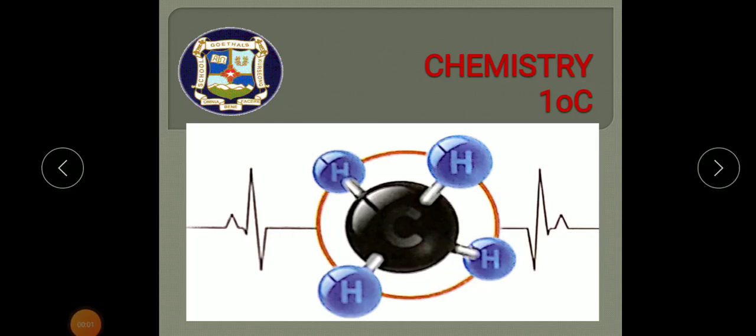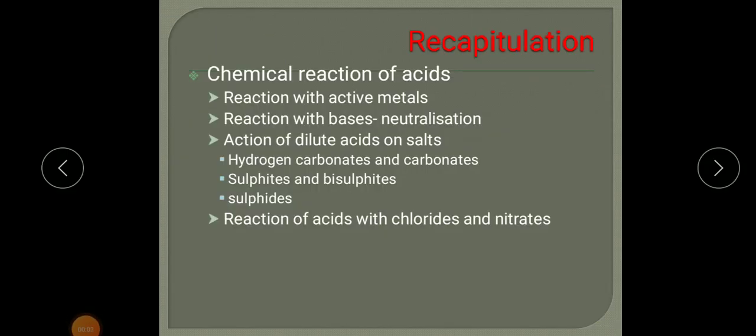Hello class 10C. In our previous class, we saw the chemical reactions of acids. We discussed the reaction with active metals, what happens when acid reacts with active metals like sodium and zinc, and we saw it for sodium. Another was the reaction with bases, which is called a neutralization reaction, because when an acid reacts with a base, salt and water are produced.